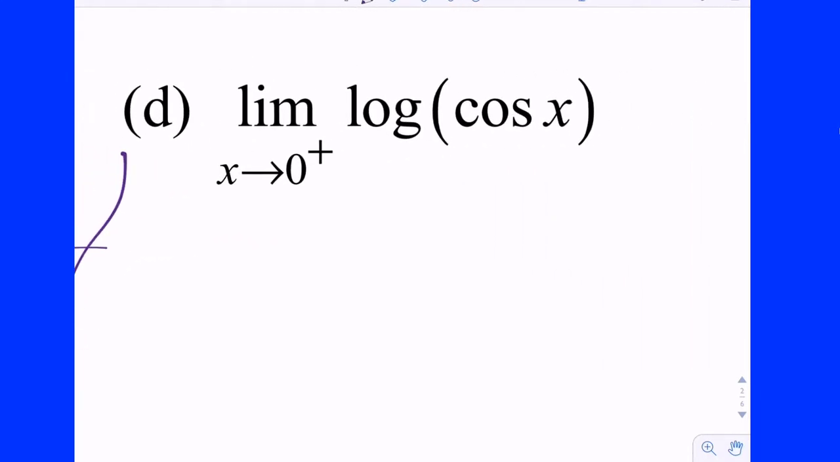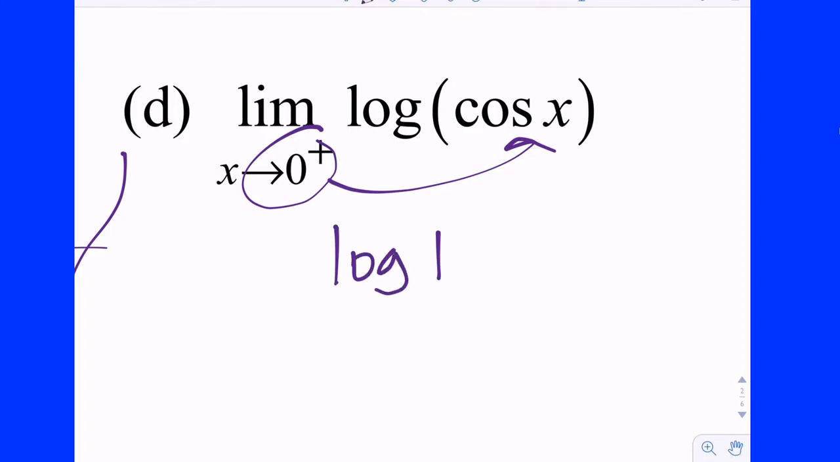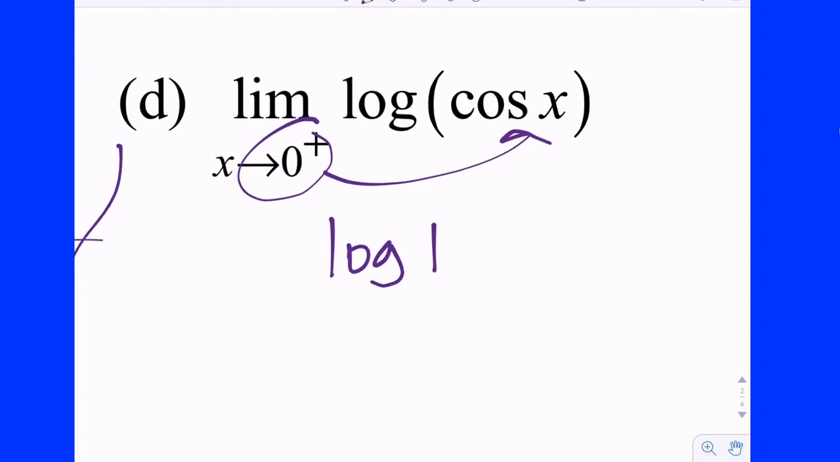All right, very quickly this one here. Let's do it without having to rewrite it. Plug your 0 in first. What's cosine of 0? 1, right? So then it becomes log of 1. What's log of 1? 0. Did direct substitution work? Yeah, never not first.